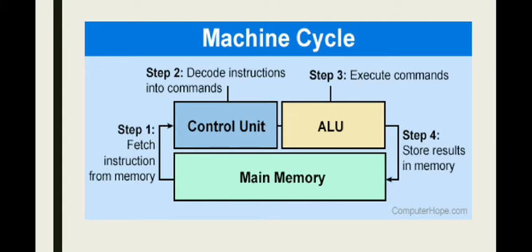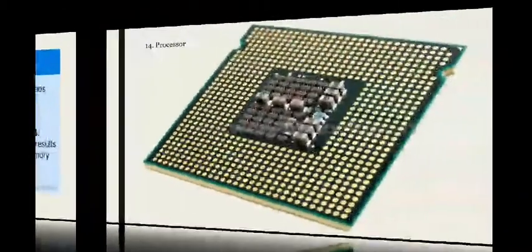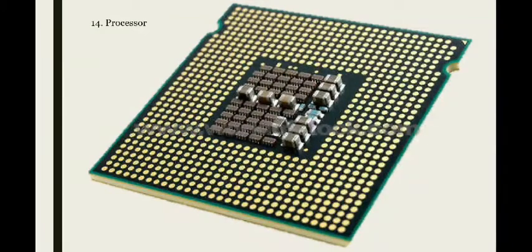Okay, next we come to the processor. This is a processor. It has thousands of integrated circuits. These all are integrated circuits, thousands of integrated circuits.